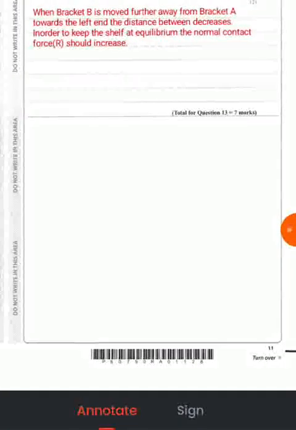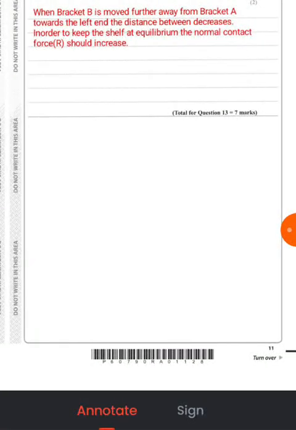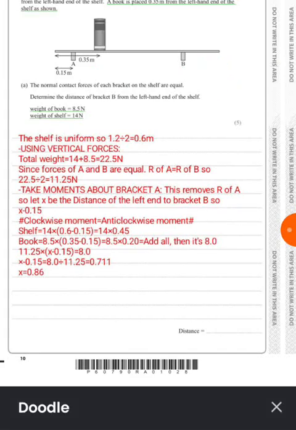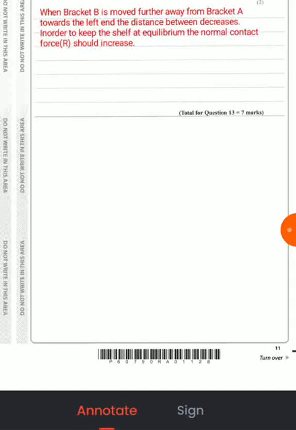So, they are asking, explain the effect on the magnitude of the normal contact force of bracket B on the shelf. So, when bracket B is moved further away from bracket A towards the left end, the distance, here we must take it as this side, not this side. Left end, the distance between decreases. In order to keep the shelf at equilibrium, the normal contact force should increase.